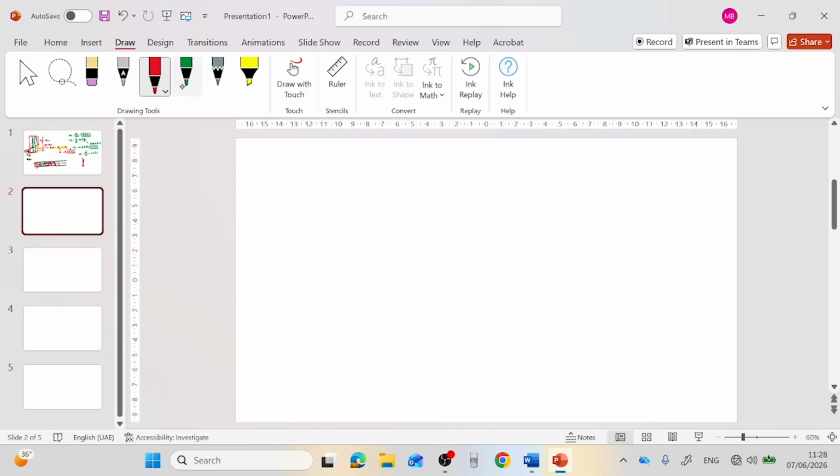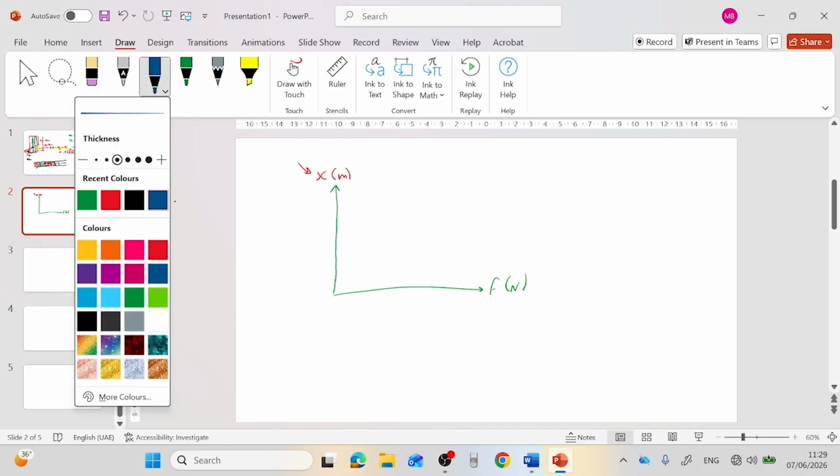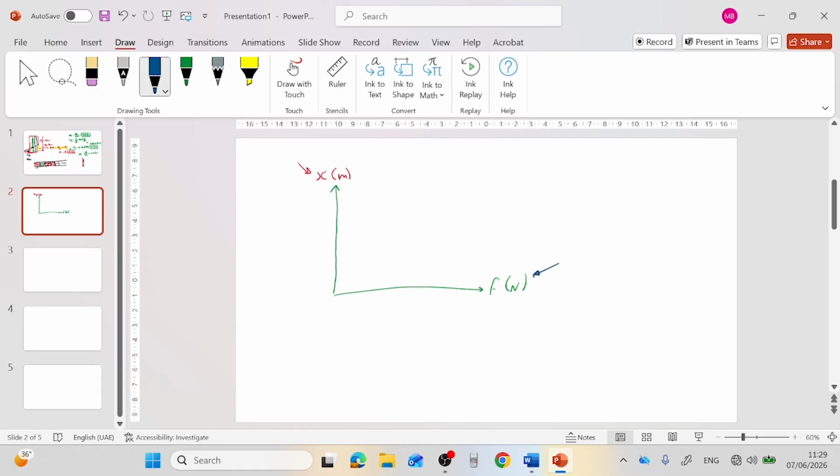So when we try to draw the relation between the applied force, which is the independent variable. Why is this the independent variable? Because this is the physical quantity that we keep changing. And with the extension, which is the dependent variable. Why is this one the dependent variable? Because its value changes according to the value of the applied force.